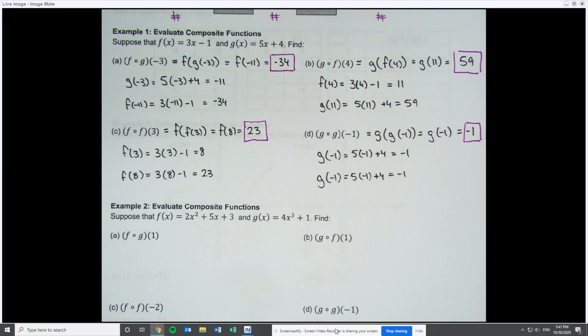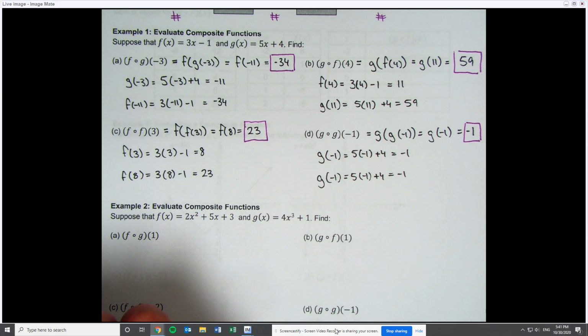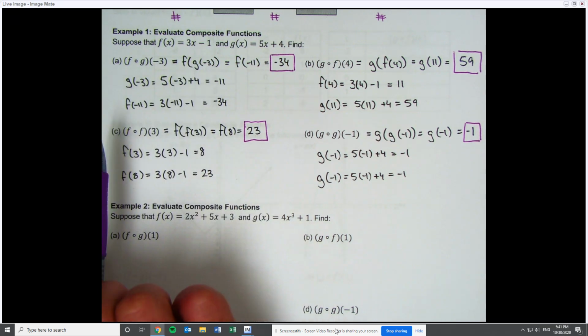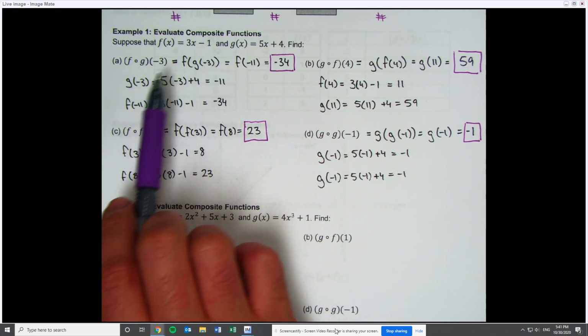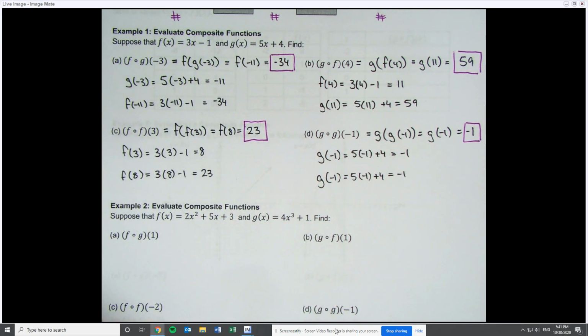So hopefully you found these to be pretty straightforward and easy to do. If you're given the two functions and I ask you to find the composite at a particular value, rewrite it in the friendly version, and then substitute your number into the inside, get a number, substitute that one into the outside. Nothing else to do. Now, if you're already good to go after this one, please feel free to skip ahead.